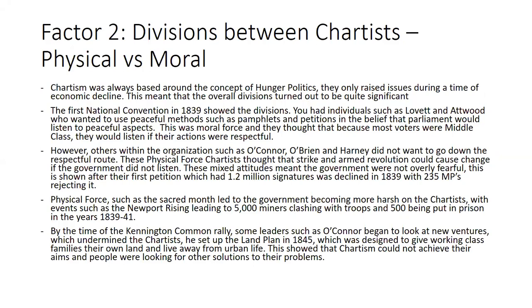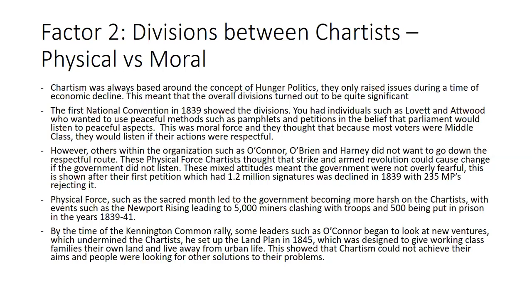The Chartists were set up in 1835 and they held their first national convention in 1839, and this convention showed the divisions between them. You had some individuals, such as Lovett and Attwood, who wanted to use peaceful methods such as pamphlets and petitions because they thought peaceful equals respect and the government would listen. This was moral force. They thought that because a lot of the voters had now become middle class, they would listen if they were respectful. So they went for the group they thought would be on their side. A lot of the middle class people owned factories and they would be on the side of the working class, is what they thought.